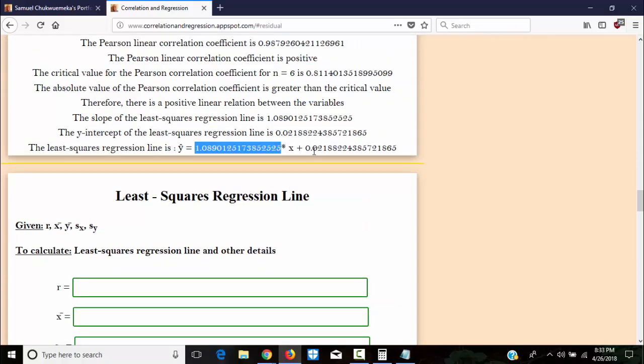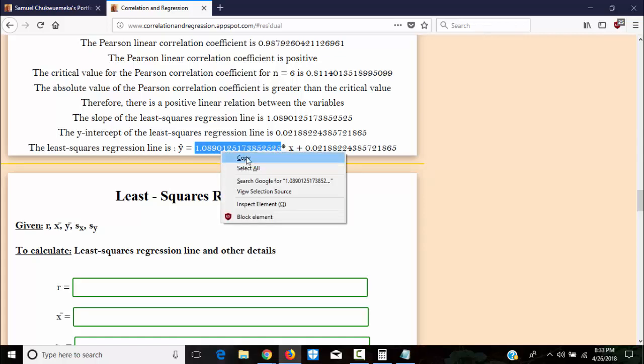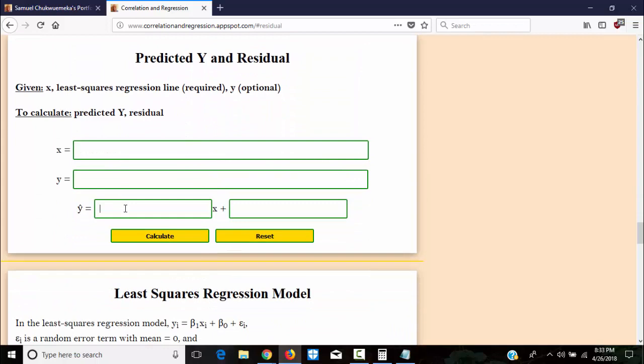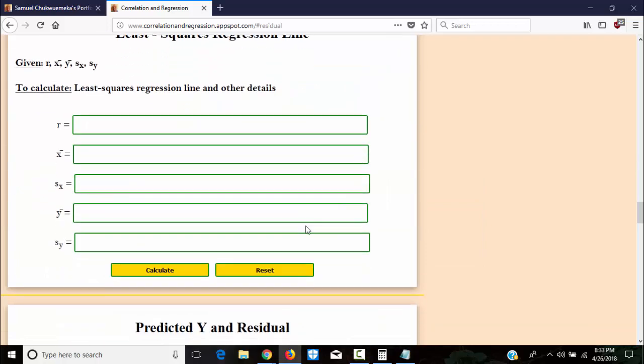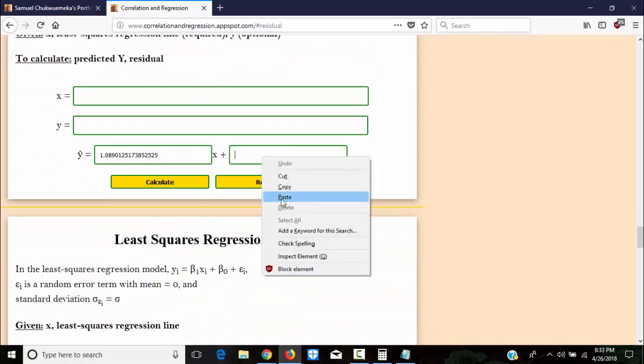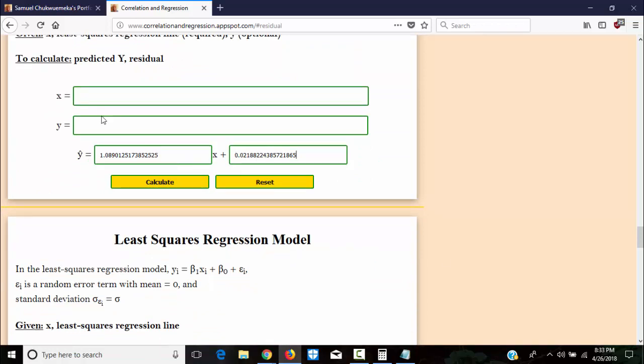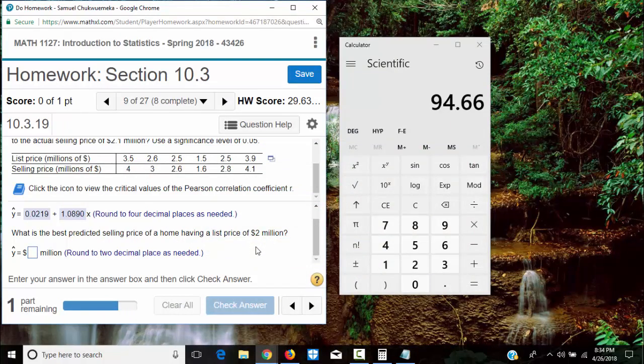As you can see, my calculator is very precise. It gives you a lot of decimal places. So if you want the most accurate answer, you go with my calculator. So I'll copy the slope, come here, right click and paste it. This is the slope. And I'm going to go grab the y-intercept. I just want to use technology to solve it. So I'm going to paste this here.